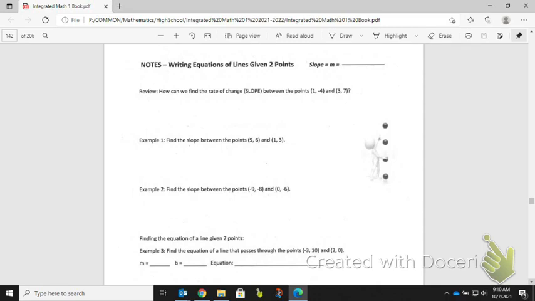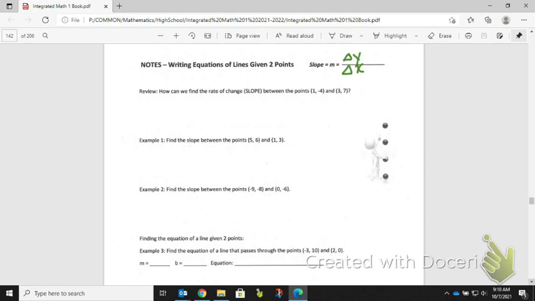All right, so it says at the top, we're going to be writing the equations of lines given two different points. So we have our slope, which we know is now our letter M, and we have known in the past that that is the change in y divided by the change in x, okay? Or the differences in the y values divided by the differences in the x values.